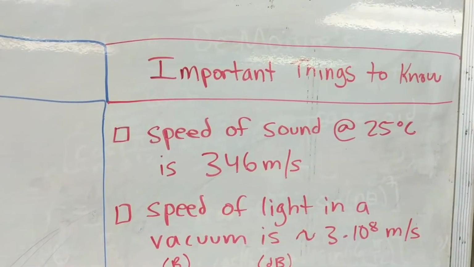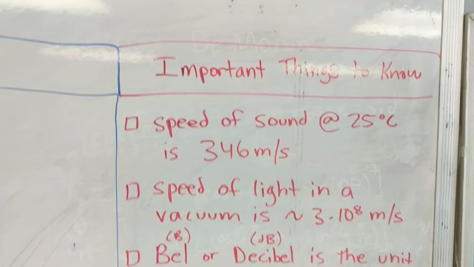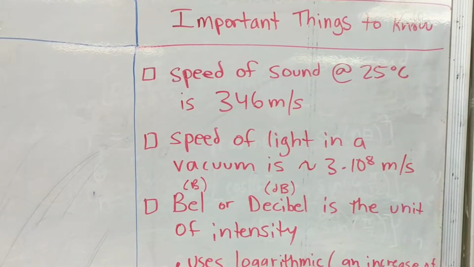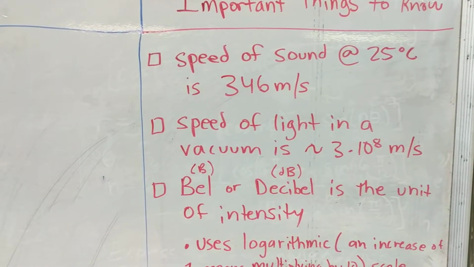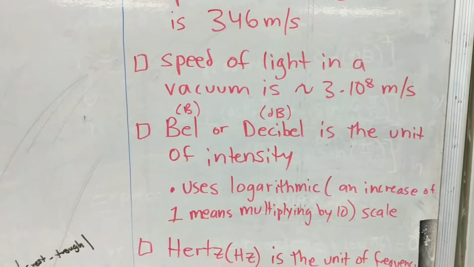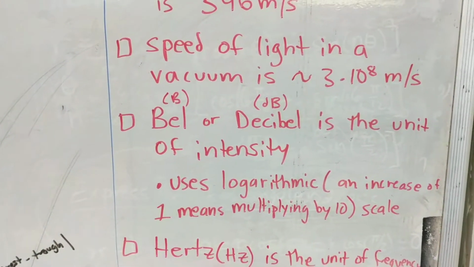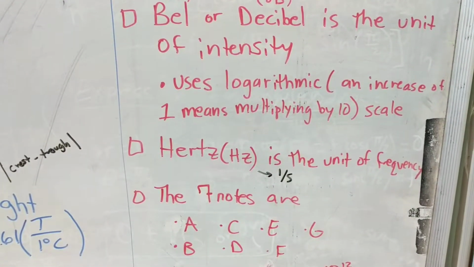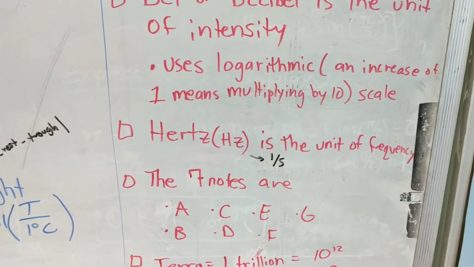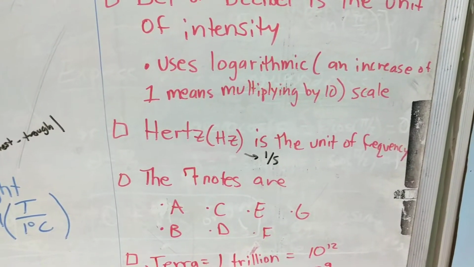Okay? Now, some important things to know. The speed of sound at 25 degrees Celsius is 346 meters per second. The speed of light in a vacuum is about 3 times 10 to the 8th meters per second. Both of these constants you will need to memorize. The bel or decibel is the unit of intensity and uses the logarithmic scale, which means for an increase of 1, you multiply by that power of 10. The hertz is the unit of frequency. A hertz is also equal to a per second, or 1 divided by a second.